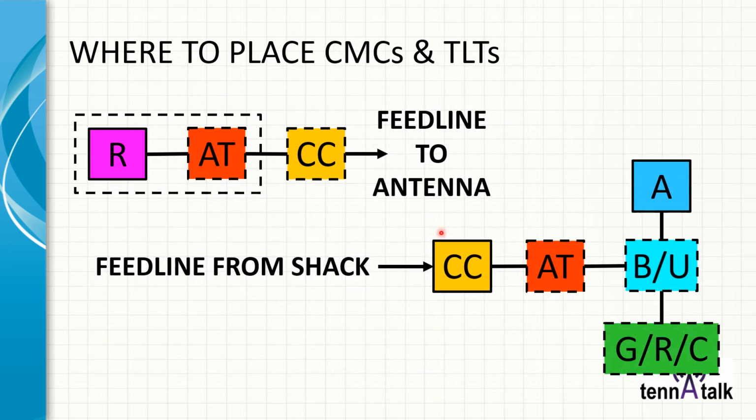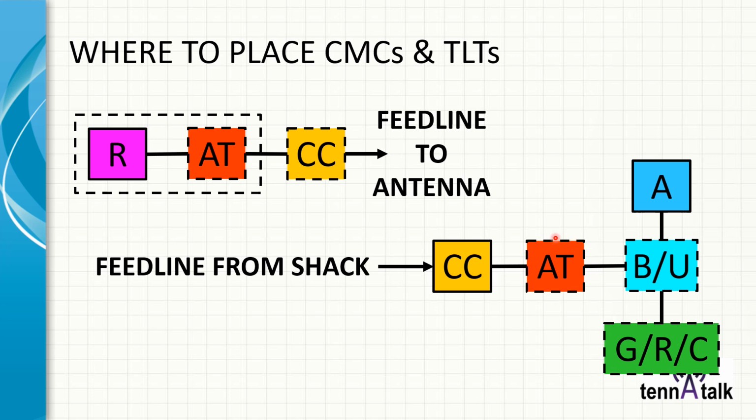Now, where do we want to place the common mode chokes and TLTs? Well, here's our rig, maybe with an optional auto tuner. And if we want to suppress any RFI or any other nearby signals that are not on frequency coming into our rig, we put a common mode choke at the rig end of the coax. And then we bring this feed line up from the shack, and the first thing we do is put another choke there. This is one we always want to put there, which is why this is dotted. It's optional, but this is solid. It is always desirable to have a choke at the end where the feed line meets the antenna.